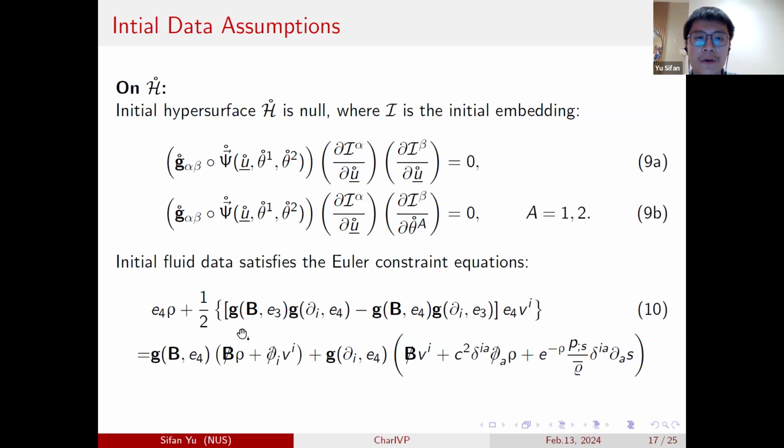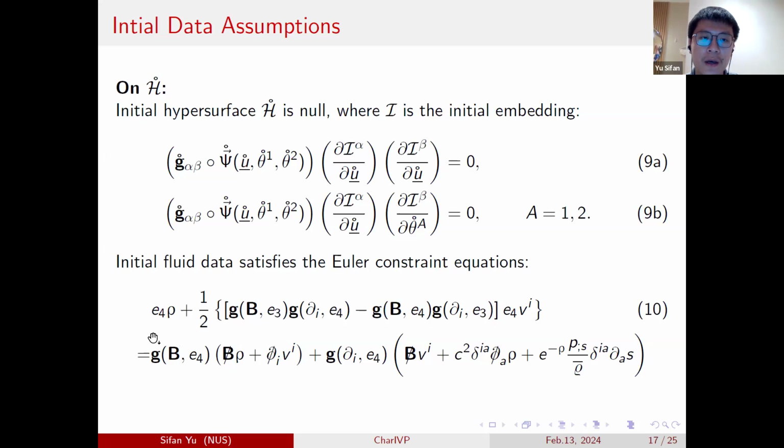So E4 and EIs are a principal null pair normalized such that G of E4 E3 is -2. All right, and those slashes are projections on two spheres. So for example, B slash is the projection of B onto the two sphere.